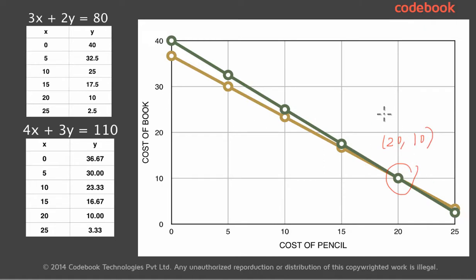So we can say that the cost of the pencil, which is x, is 20 rupees, and the cost of the book, which is y, is equal to 10 rupees. Also from the table you will see that these are the two values which are common in both the cases, 20 and 10. So the point which is common to both the equations is the solution to these linear equations with two variables. So this is how you solve a linear equation in two variables by the graphical method.